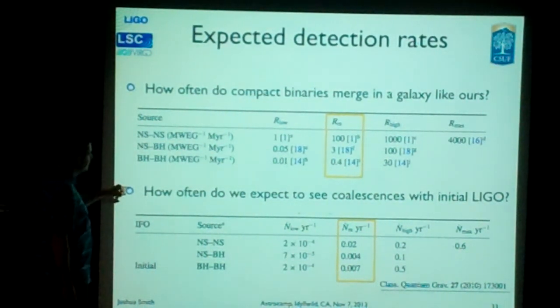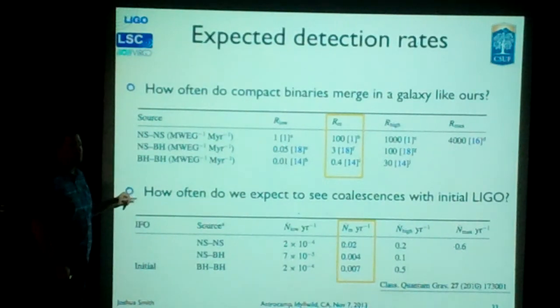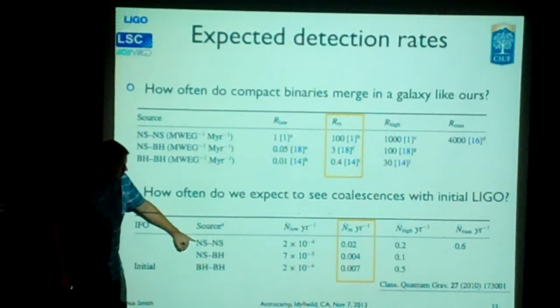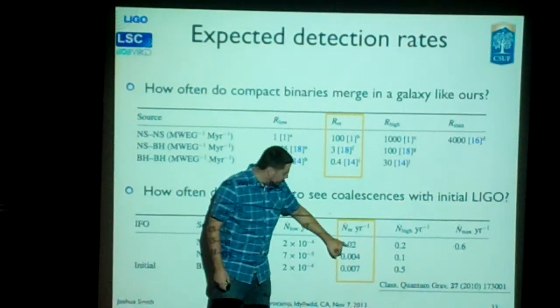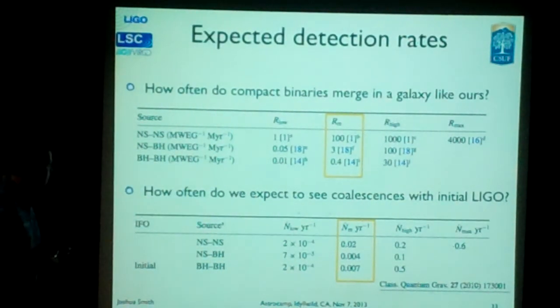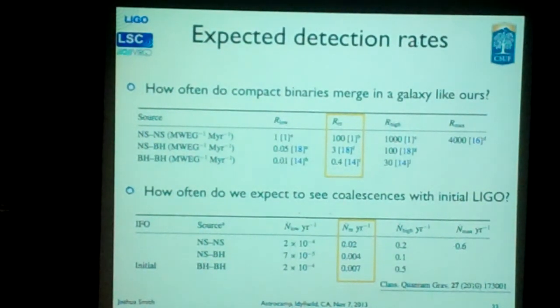And then, how often do we expect to see coalescences with initial LIGO, the one that we built before that is now being improved? For neutron stars, we expected to see about 0.02 per year. So this tells us that we weren't looking at a million galaxies. We were looking at thousands or something, but it wasn't enough. So we expected to see 0.02 per year. So if we waited 50 years, we might be able to see one.